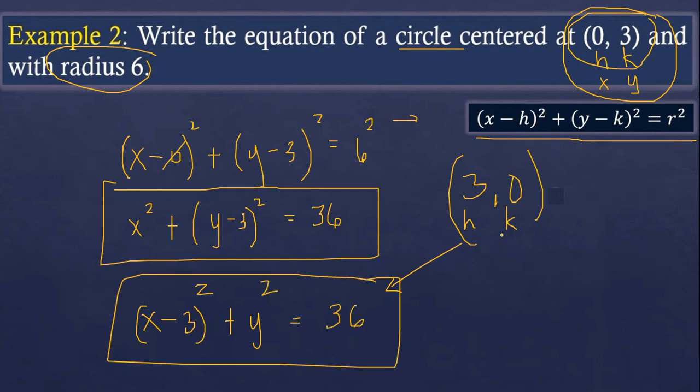Kapag pinaliktad natin yan, yung y naman ngayon ang walang laman. So, copy as is y squared. Then, x minus 3 squared na kasi yung h natin ay nagkalaman siya ng 3. Kaya, x minus 3 squared plus y squared is equal to 36 if ever na-reverse natin yung situation.